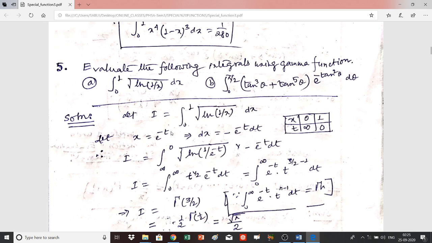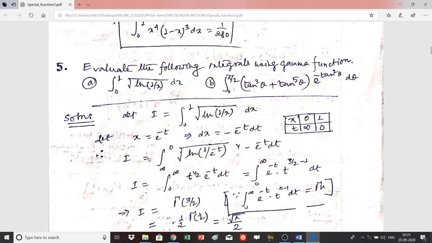In this case you substitute x is equal to e to the power minus t. If you do that, then dx will give you minus e to the power minus t dt, and using this relation you can easily change the limits of integration. When x is equal to 0, then t will be infinity, and when x is equal to 1, t will be 0.